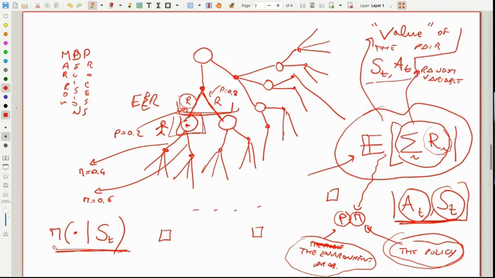You see what I mean? If I am in a certain state here and I choose to do A1 in the beginning, this is my starting action. How much on average can I expect to have as total cumulative reward at the end? Exactly this quantity. This is called the value of the pair.